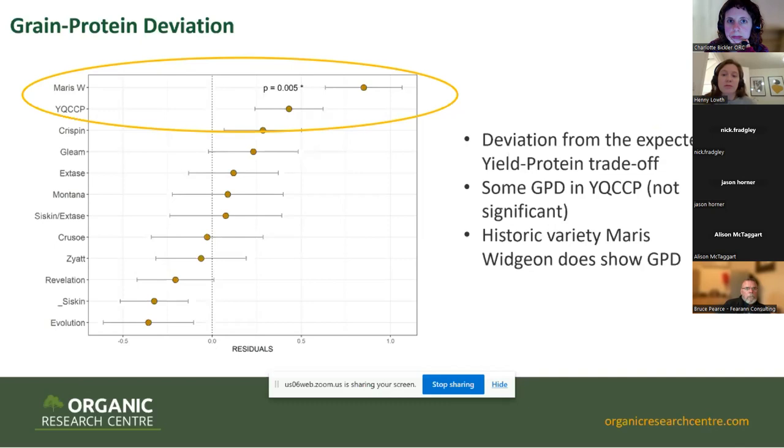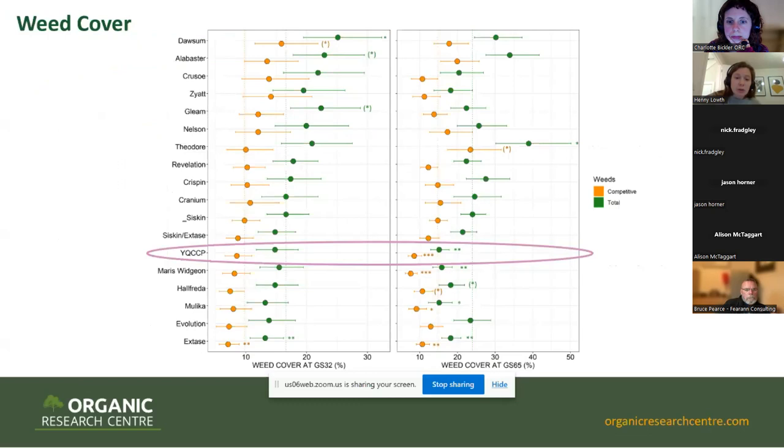And then we also looked at weed cover, which in organic systems is obviously a very important factor. As you can see, YQ here is highlighted in pink. YQ showed significant weed cover for all weed species, but also for competitive weed species, like your thistles and your docks and your ryegrasses as well.